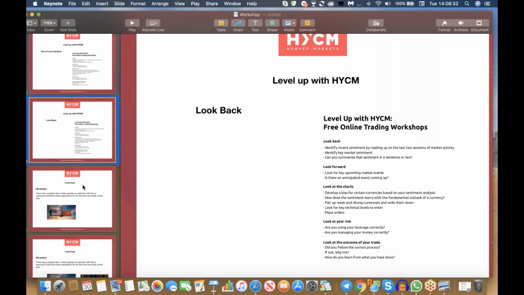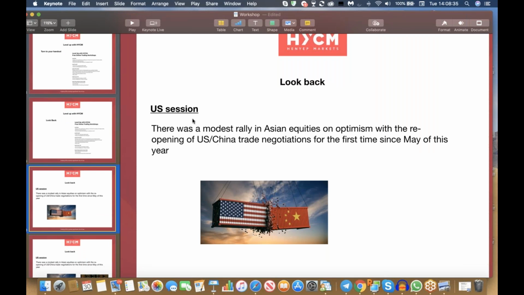So we want to look back, and the first thing we look back to is the US session. This is really the overnight Asian session. It's the US session from yesterday, stroke Asian session overnight. Basically there was a modest rally in Asian equities overnight on optimism that there's going to be a reopening of US-China trade negotiations. Now, this is the first time the negotiations have opened since May of this year. There's not tremendous hope that great things are going to happen, but the point is the US and China are talking again face to face.